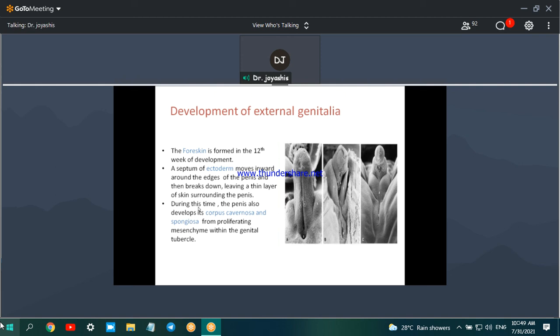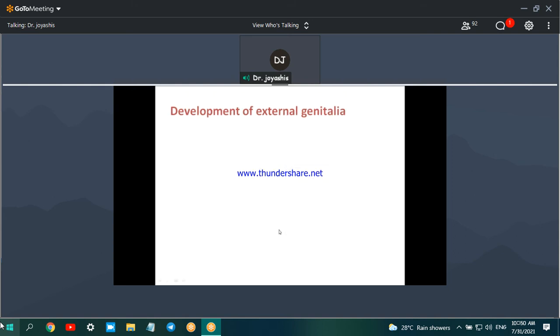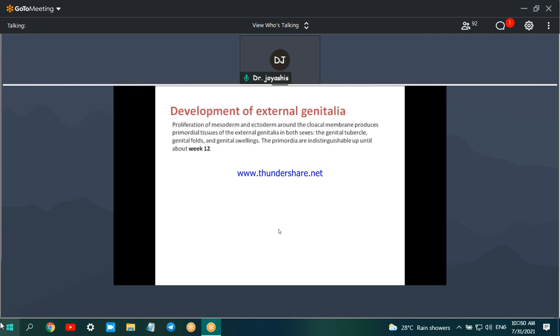During this time, the penis also develops its corpora cavernosa from proliferating mesenchyme within the genital tubercle. So proliferation of mesoderm and ectoderm around the urethral membrane produces primordial tissues of the external genitalia: the genital tubercle, genital folds, and genital swellings. The primordia are indistinguishable from the genital fold.